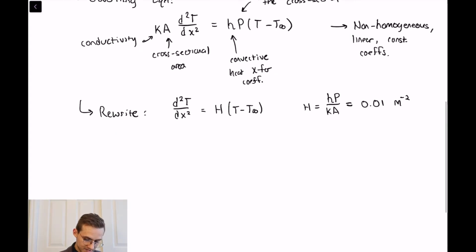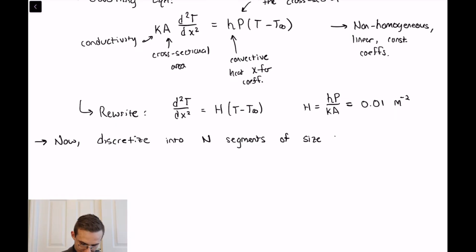Okay, so now of course the first thing that we do if we want to solve this numerically is we need to discretize the rod into N segments. So now we discretize into capital N segments of size delta x equal to L over N. And this is the same as, the last point, x_N minus x_0, divided by N.